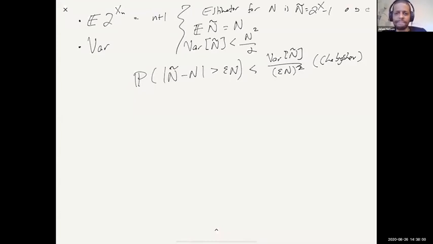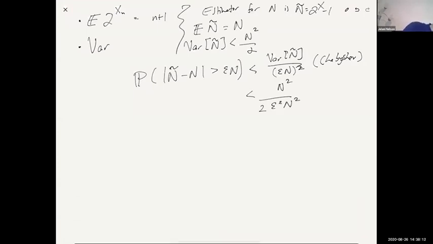And I think maybe I'll say something about it in lecture 2 in a couple minutes when we need to use it. So what is the variance? The variance here, I said, is less than n squared over 2. So that's n squared over 2 epsilon squared n squared. And then, of course, the n squareds cancel. And this is equal to 1 over 2 epsilon squared, which isn't actually all that great.